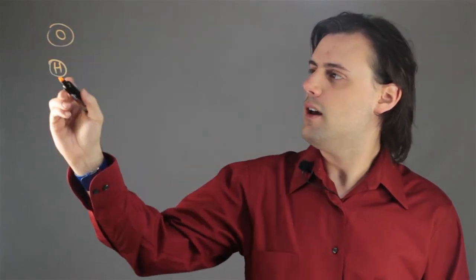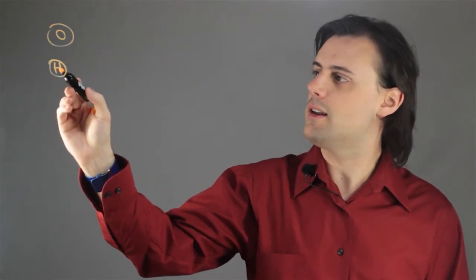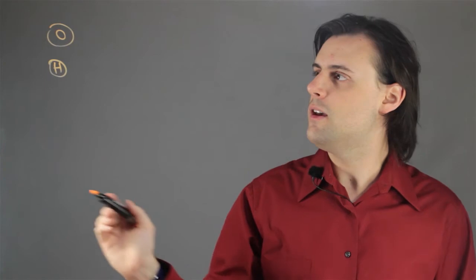Hello, my name is Walter Unglaub, and this is two elements that would share electrons. An example of two such elements that would share electrons to form a covalent bond would be oxygen and hydrogen. I'm drawing these symbols to represent a single oxygen atom and here a single hydrogen atom.